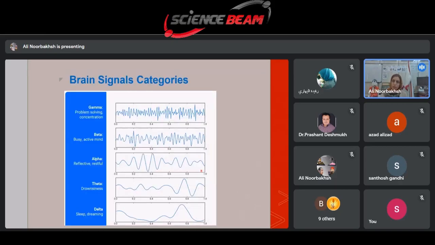And you can see the brain signal categories. You know that delta, theta, alpha, beta, and gamma. Delta, theta, and alpha between 8 to 10 hertz are related to slow waves, okay? And beta, gamma, and alpha between 10 to 12 hertz are related to fast brainwaves or fast speed.